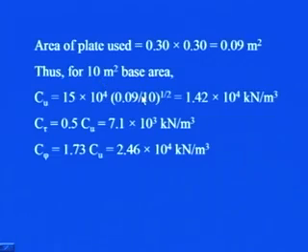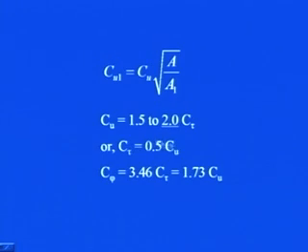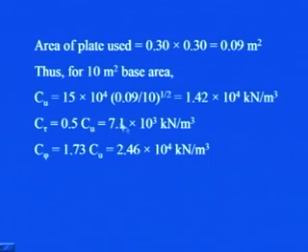Let us say if it is more than 10, then you have to restrict it to 10. So, if you solve this expression, then you will be getting this value of Cu to be equal to 1.42 into 10 to the power of 4 kilonewton per meter cube. Then using this particular expression, that is C tau is equal to 0.5 times Cu, where Cu is now 1.42 into 10 to the power of 4, this will become 7.1 into 10 cube kilonewton per meter cube.